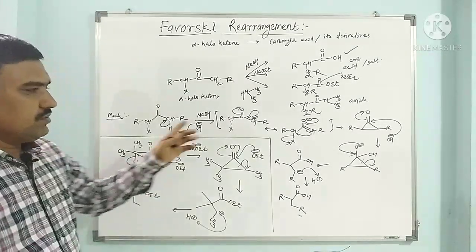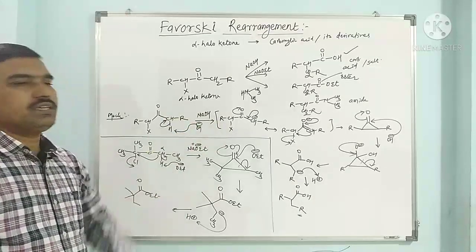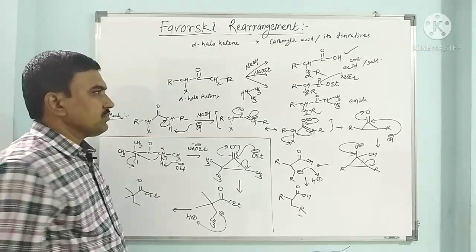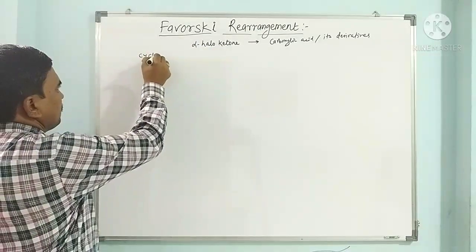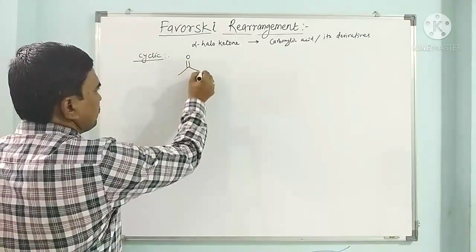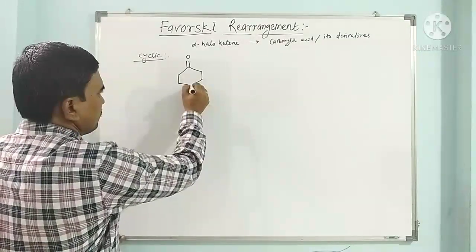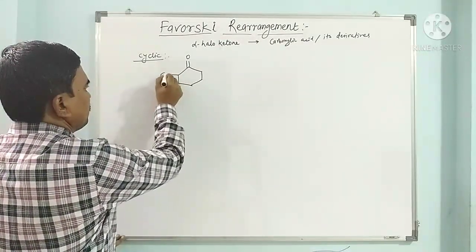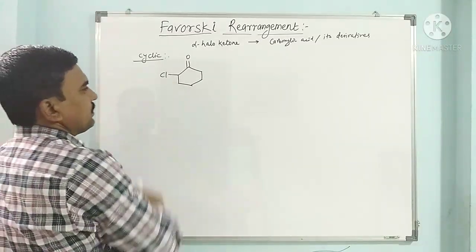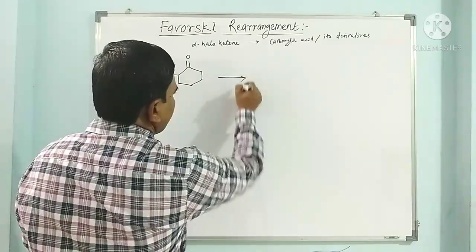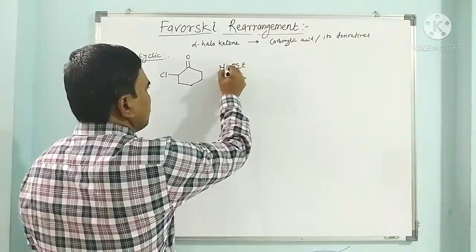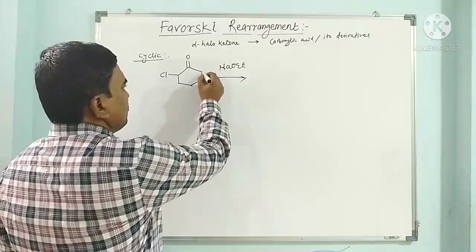So here in this way we have seen two examples. One is with NaOH, sodium hydroxide, and second is sodium ethoxide. Now next further examples we have to see. A cyclic compound such as this alpha chlorocyclohexanone. So this is alpha chlorocyclohexanone. When it is treated with a base such as NaOEt, sodium ethoxide.